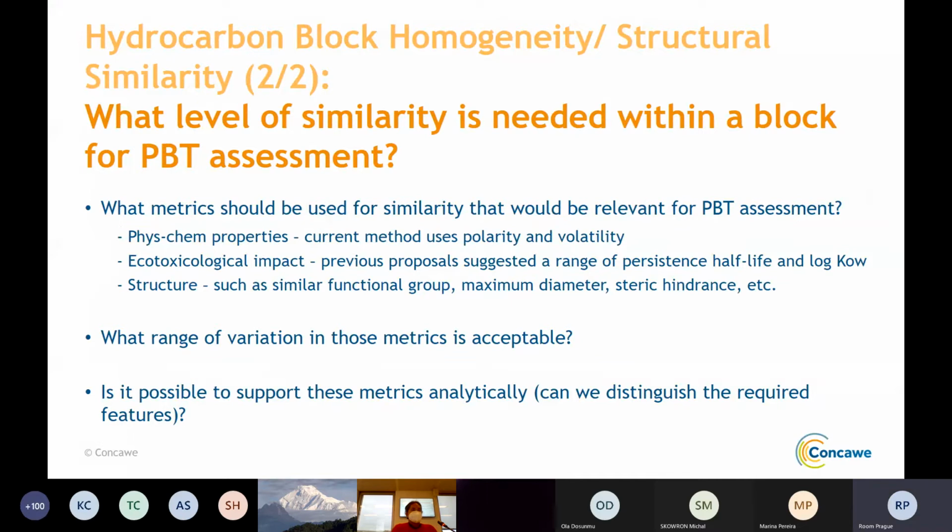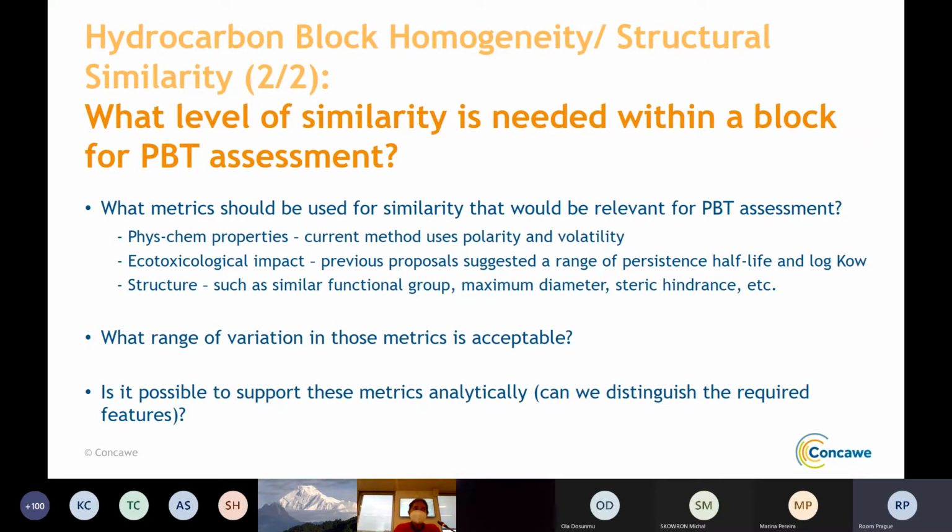So then the question is, all right, let's get a little bit more specific, a little bit more into the details. What metrics could we use for similarity? Should we be using phys-chem properties, which is kind of the approach we have now with polarity and volatility? Could we be looking at biological, ecotoxicological impact? Previous proposals have suggested that constituents within a block stay within a certain range of biodegradation half-life or a certain range of KOW.